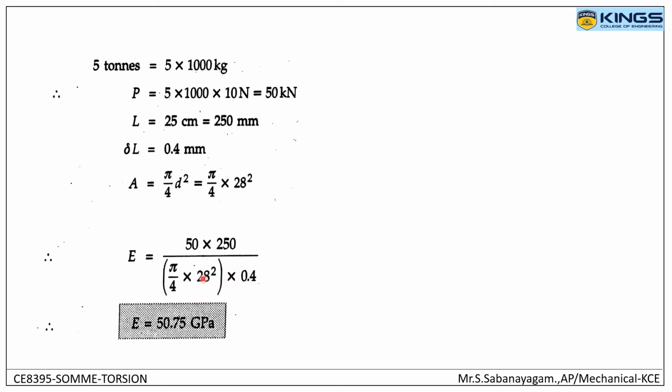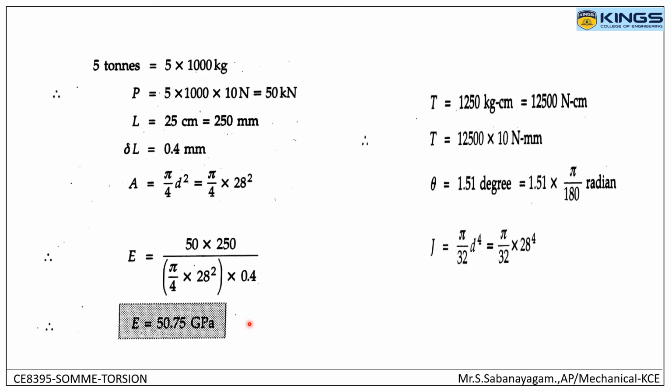So on solving this, we will get Young's modulus E is equal to 50.75 gigapascal, since load is substituted in this as kilonewton, and hence it becomes gigapascal. So E is equal to 50.75 gigapascal. And the next thing we have to find is that T by J is equal to G theta by L, or C theta by L, that is the modulus of rigidity. Second thing we have to find is modulus of rigidity.